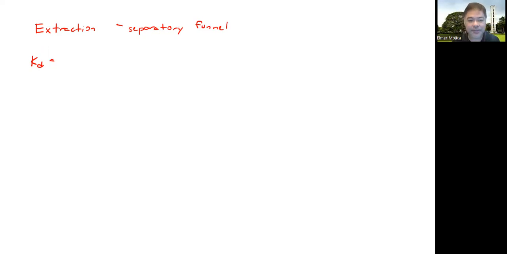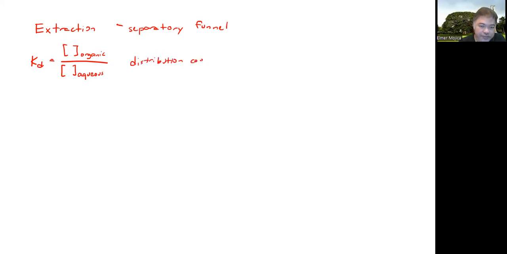Did you discuss this before? KD is what? Dissociation constant po, sir. Of what? Anong ratio niya? So we could say KD is the concentration of your material in the organic phase, okay, over the concentration in the aqueous phase. Okay, so this dissociation constant, or we could say distribution coefficient, or the other thing that we have is a partition coefficient.